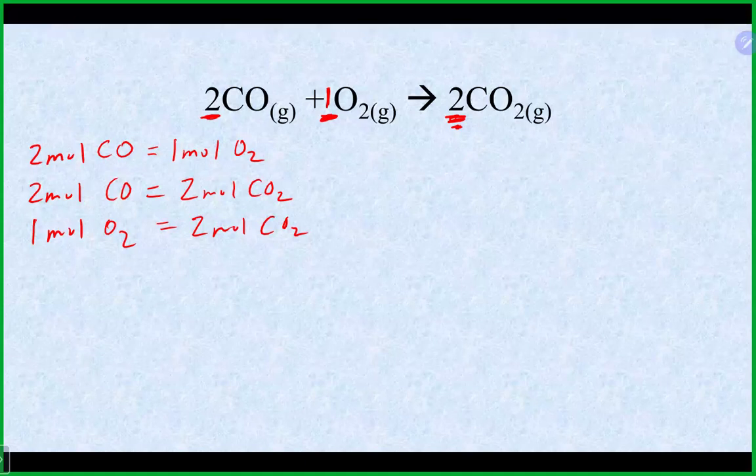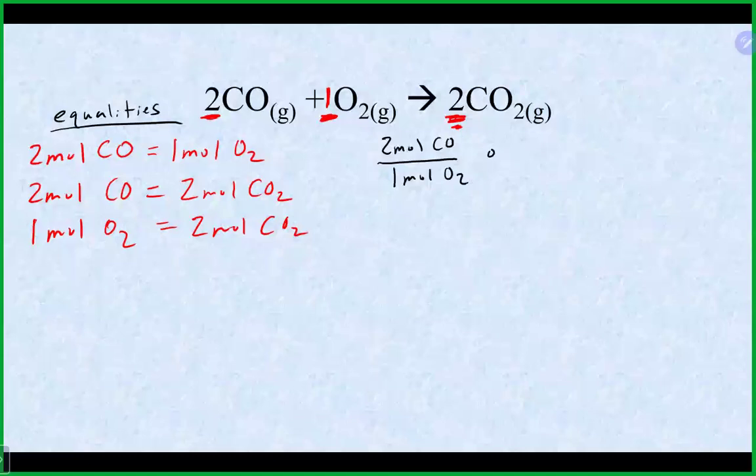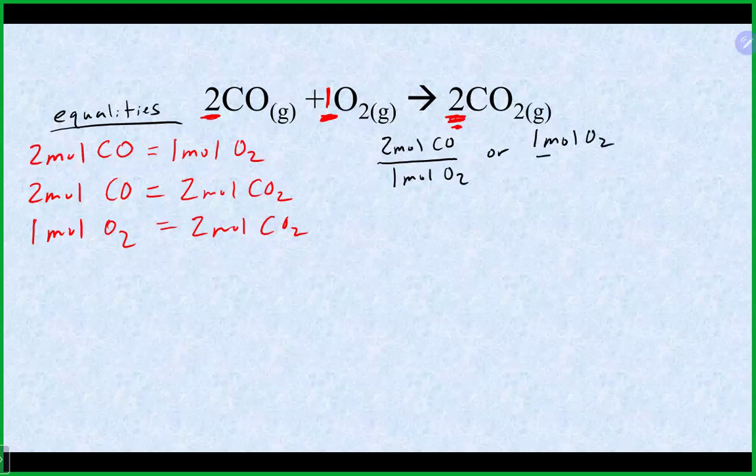And because these are really equalities that we could get from this one particular equation, and we could get 3 relationships, we can write conversion factors for each of these. So for each of these, we could write 2 conversion factors just like normal. We could say for the first one there, we could have 2 moles of CO over 1 mole of O2, or we could flip it around like a normal conversion factor: 1 mole of O2 gives you 2 moles of CO.